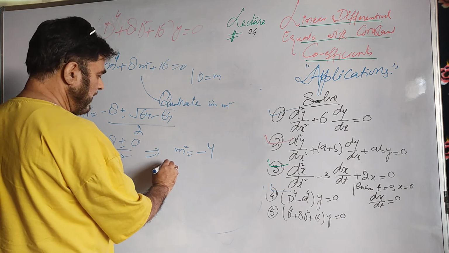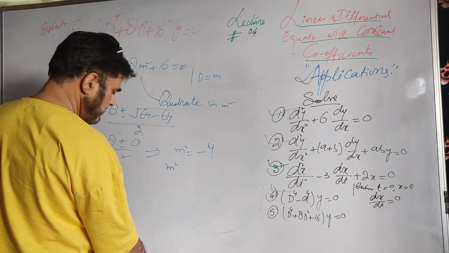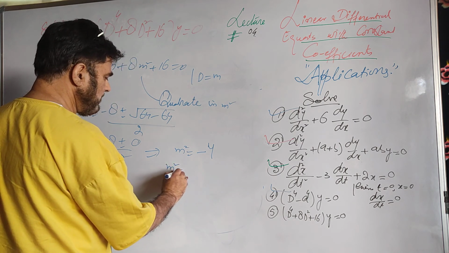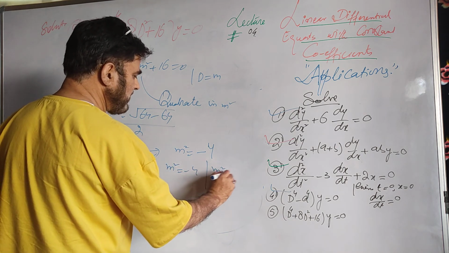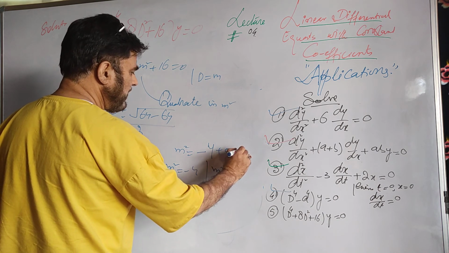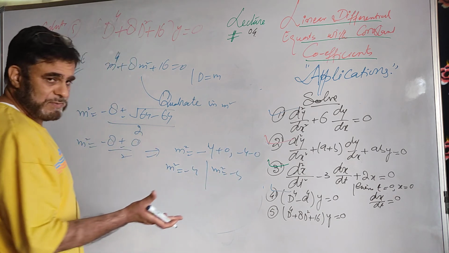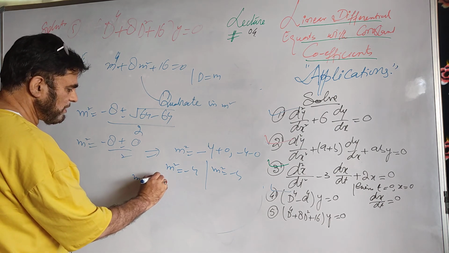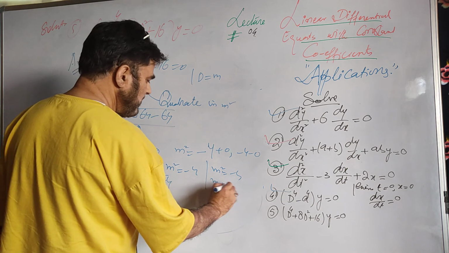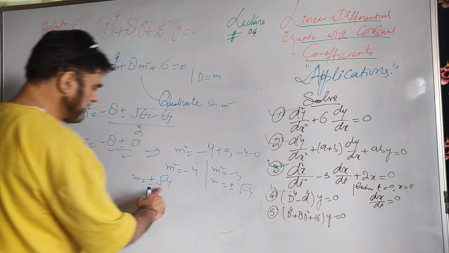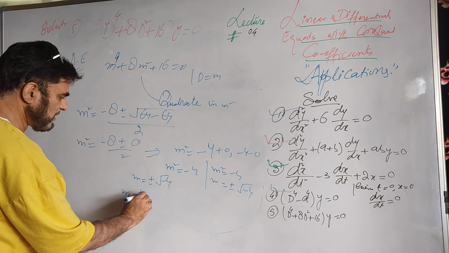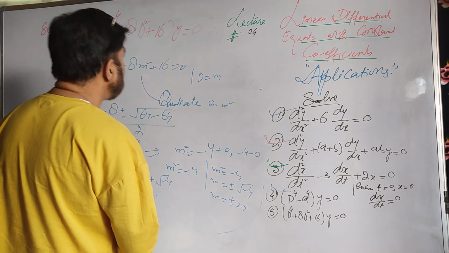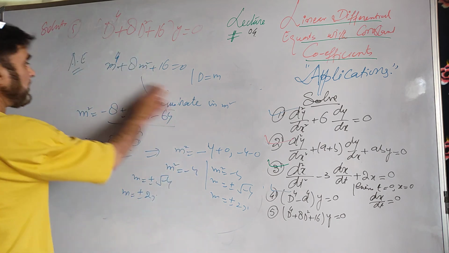So one is m^2 = -4, then again m^2 = -4, because you write plus 0 and minus 0, and it gives you two values. So here you get m = ± √(-4), and here also m = ± √(-4). What does this give you? This gives m = ±2i. Then again here m = ±2i. Doesn't this mean that you are getting this repeated?